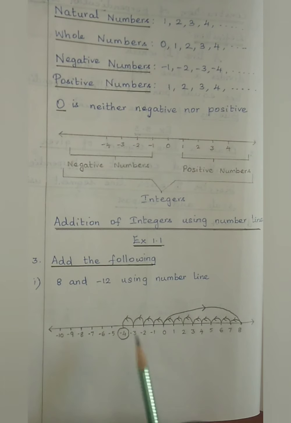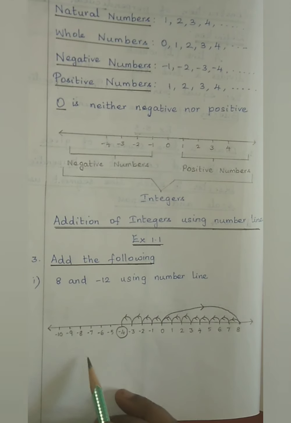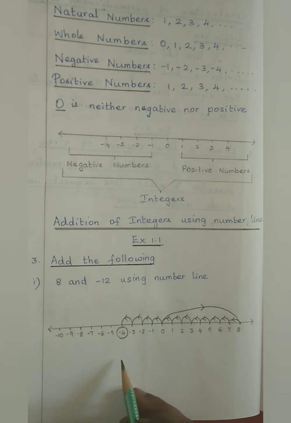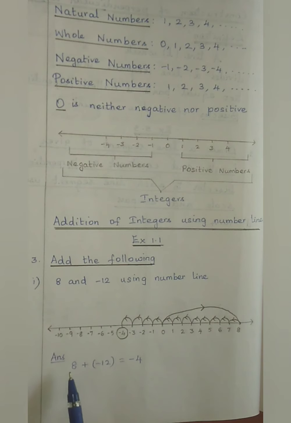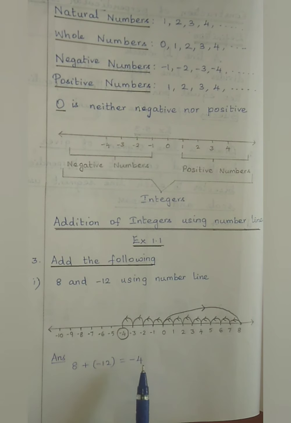Is it clear now how to add integers on a number line? Okay. But don't forget to write the answer step. Answer: 8 plus minus 12 is equal to minus 4. One more problem I will explain to you.